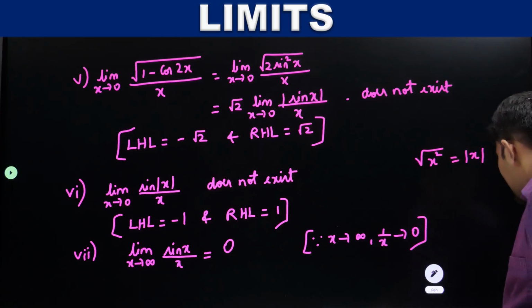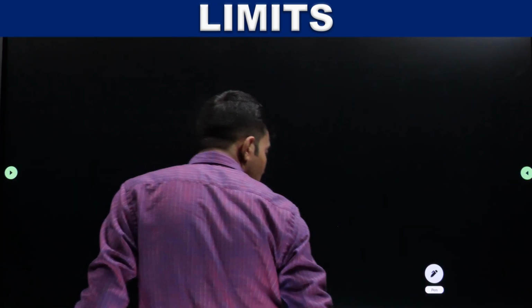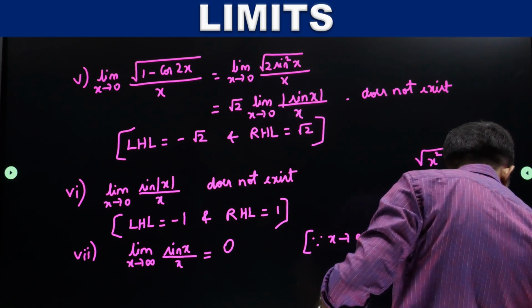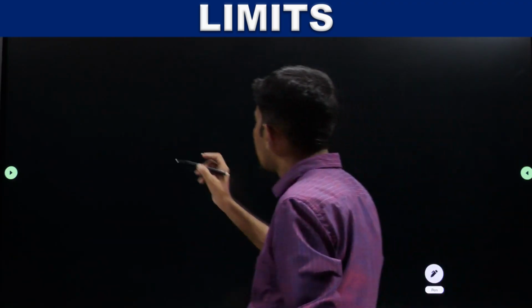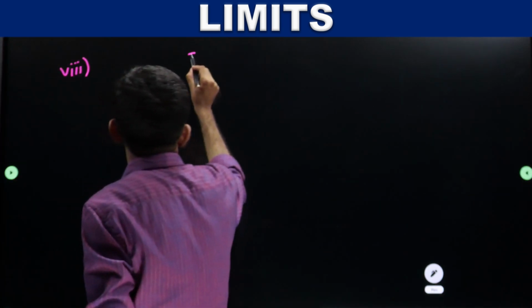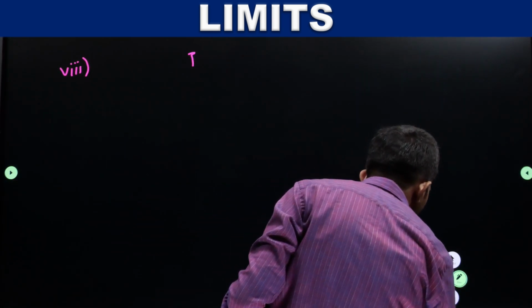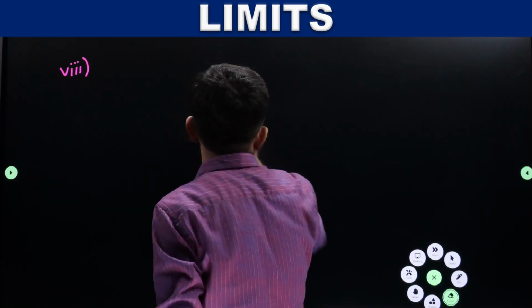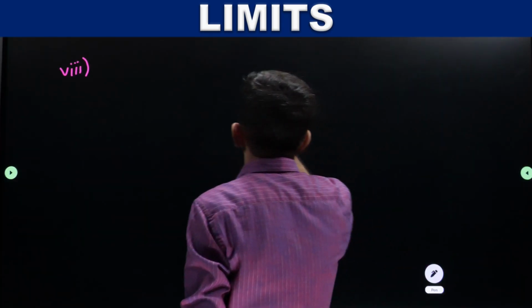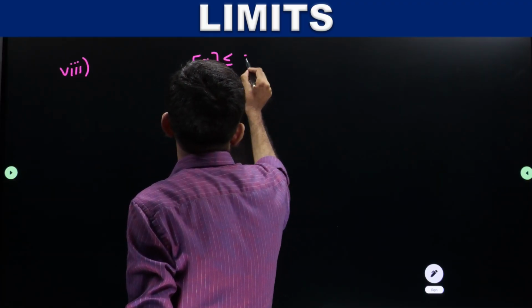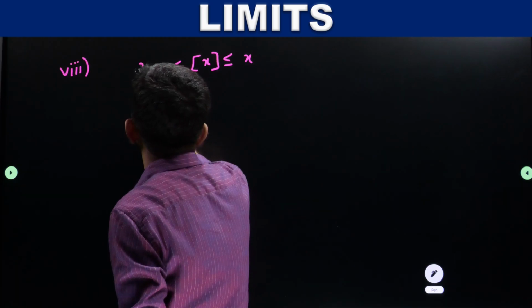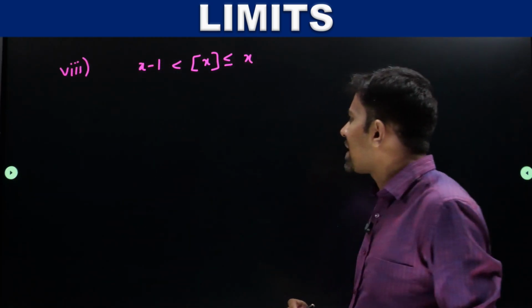And one more thing I can tell you is limit x tends to infinity of log x by x. This was number 7, the 8th one. You must know that a very important thing is about the greatest integer function. Greatest integer value of x is always less than or equal to x and it is greater than x minus 1.